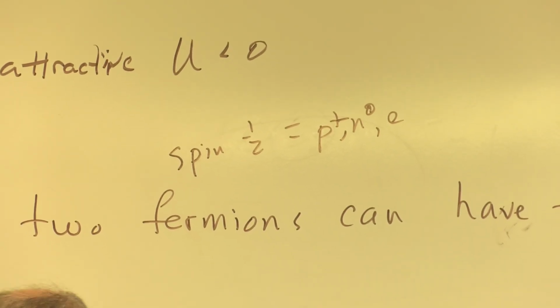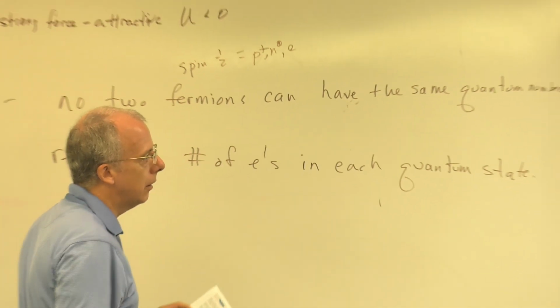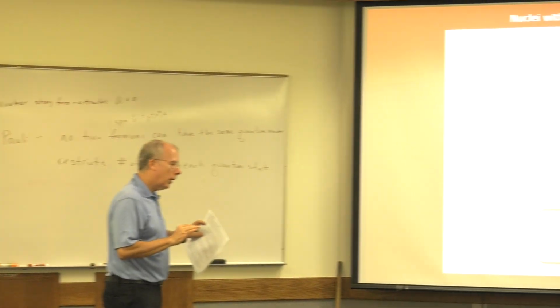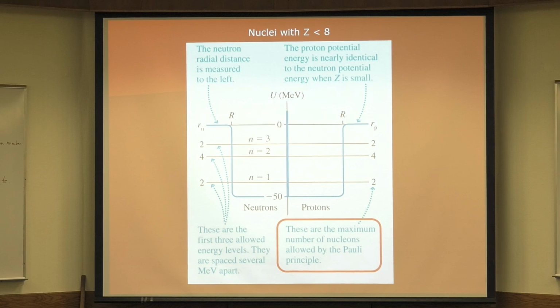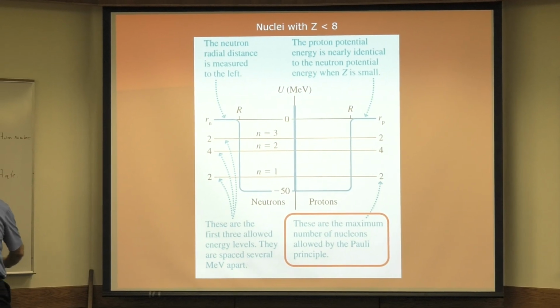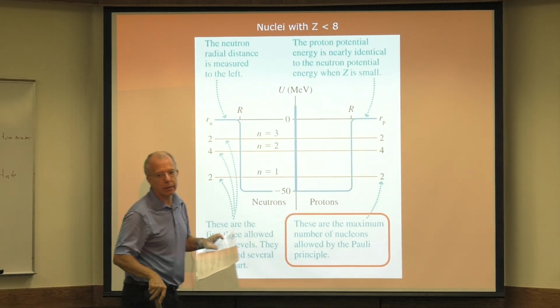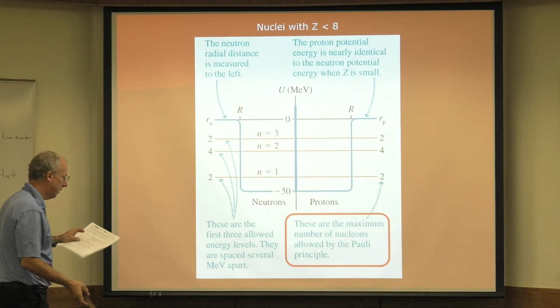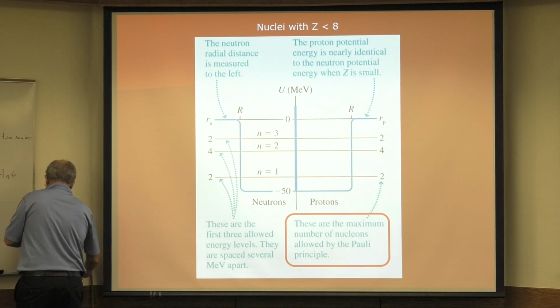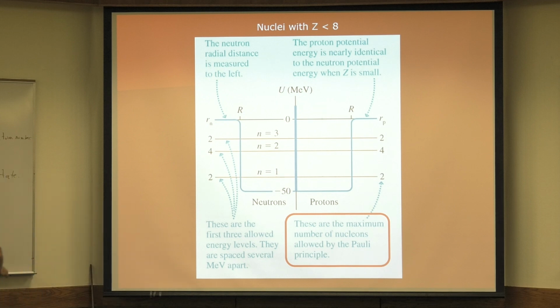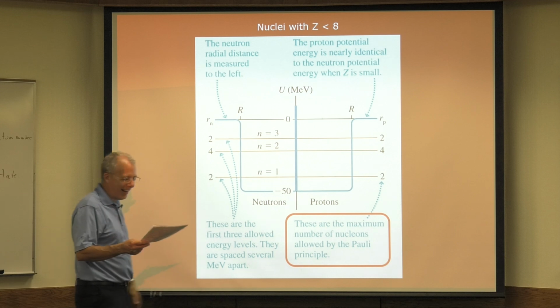All right, here we go. So let's talk about this. Let's give an example. We're going to do the easy case first and then the more difficult case later. So let's do nuclei where Z is less than 8, so the number of protons is less than 8. Well, here, if there's hardly any protons, the electric potential energy is really, really small compared to the potential energy due to the strong force. And so we're going to ignore it.